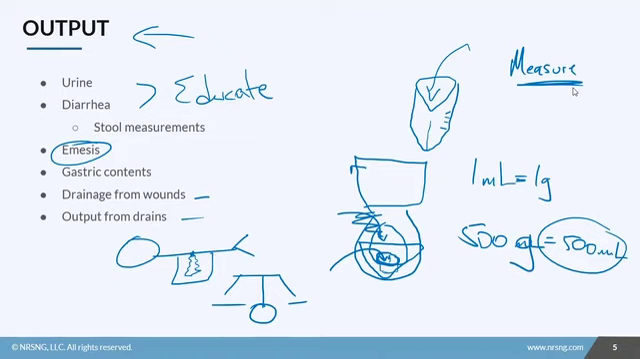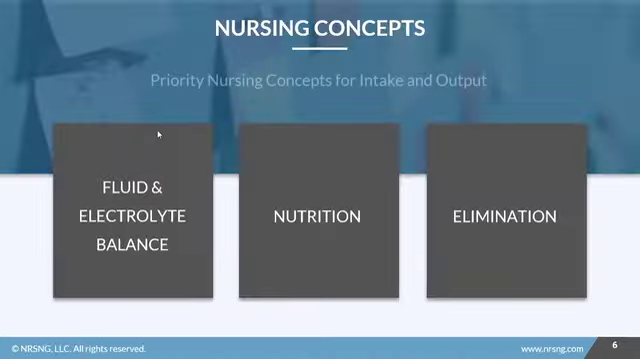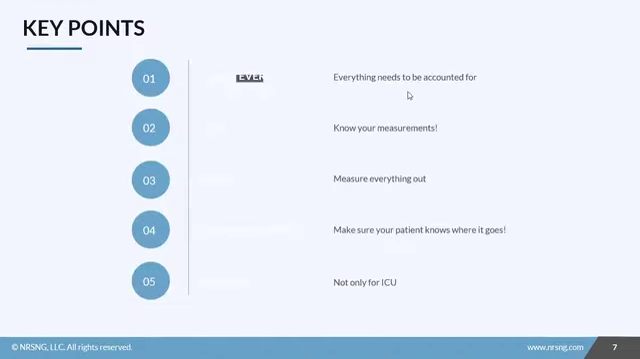Some units require you to measure all stool. I've been in some, they said, hey, yeah, we want to measure absolutely everything. And sometimes we're like, we only want liquid diarrhea. So just pay attention to what your policy is for that. But just find out what that is and follow those procedures. For nursing concepts today, we really talked about fluid and electrolyte balance whenever we're talking about intake and output. And this also focuses on nutrition and then elimination aspect for our patients.